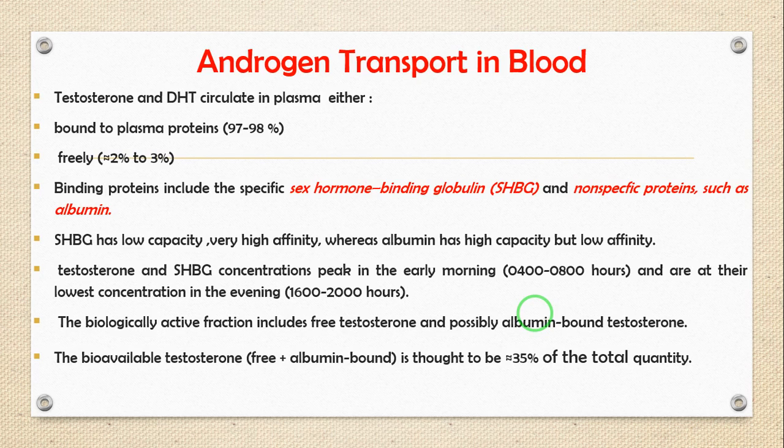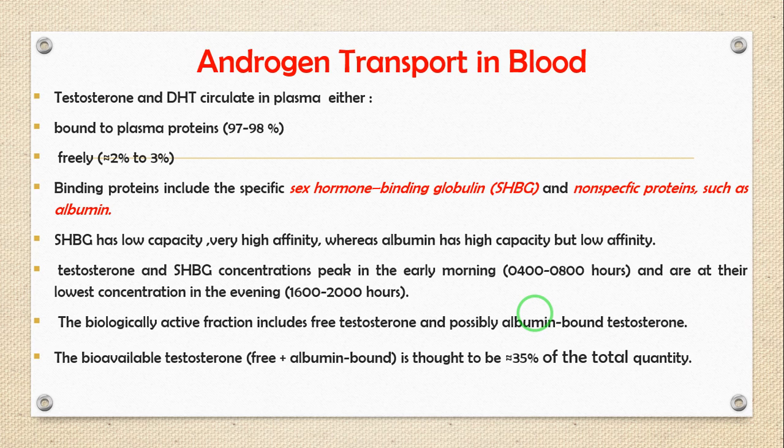In the circulation, about 97 to 98% of the testosterone is bound to a binding protein, and about 2 to 3% is free. The binding proteins are either specific, which is the sex hormone binding globulin, or could bind weakly to non-specific proteins such as albumin.